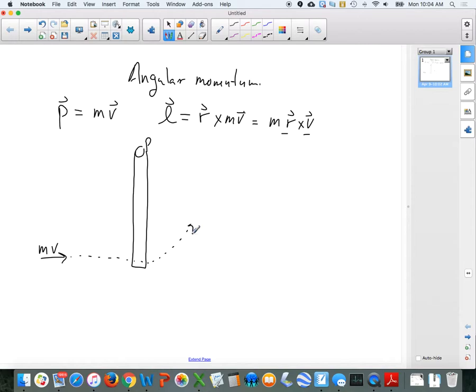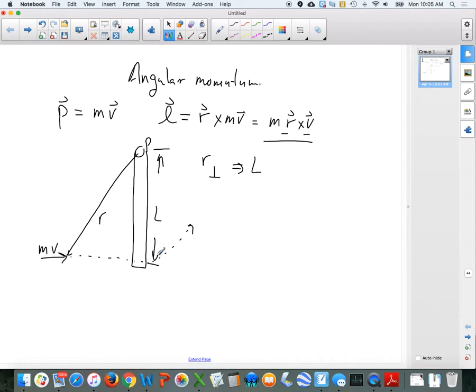As I said, the angular momentum is given by r cross v. So the radius vector looks like that, but I'm interested in the component of r perpendicular to the velocity. And that just looks like the length of the rod, which I'm going to write as a capital L. We need to be a little careful with our L's here because I've got both an L for length and an L for angular momentum.